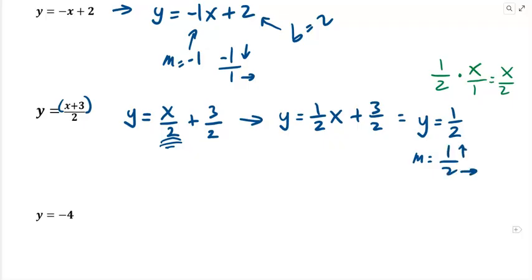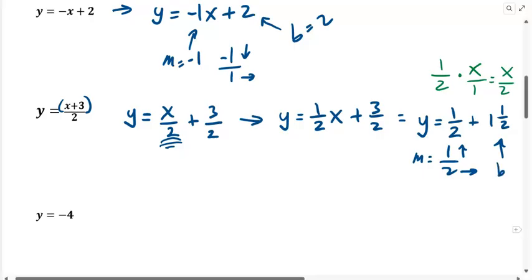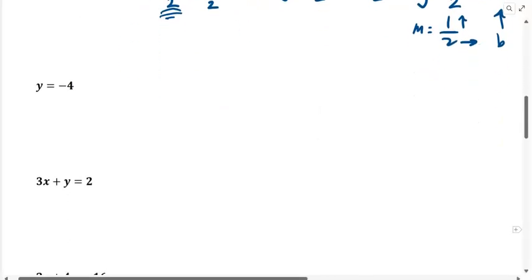Up 1 and 2 to the right, plus 3/2 is the same thing as 1.5, so it crosses the y-axis at 1.5 on the y-axis. All right, let's take a look at yet another one.